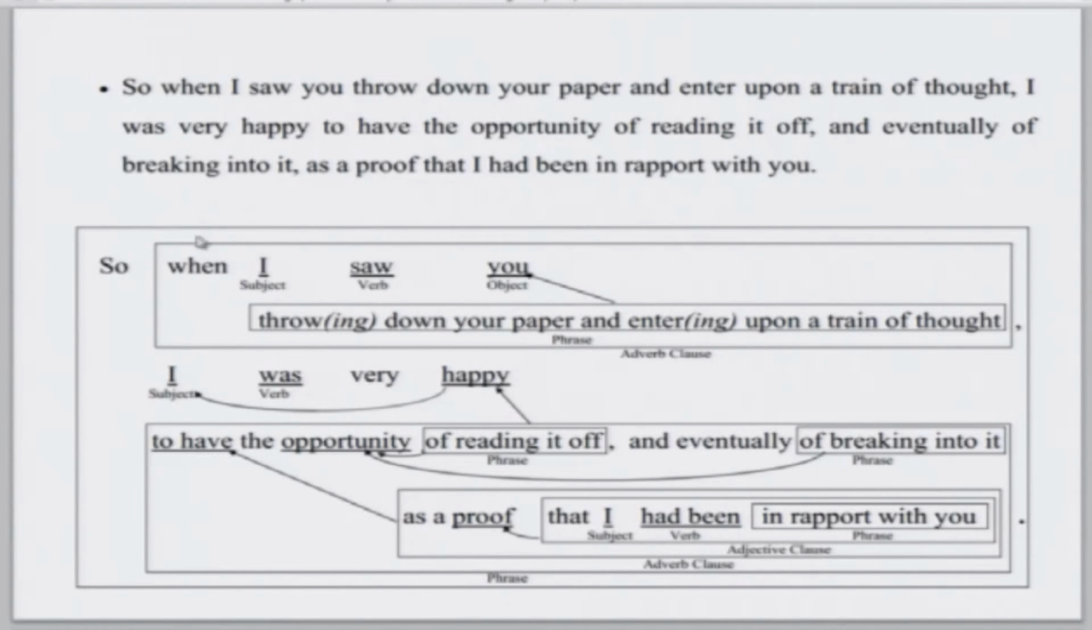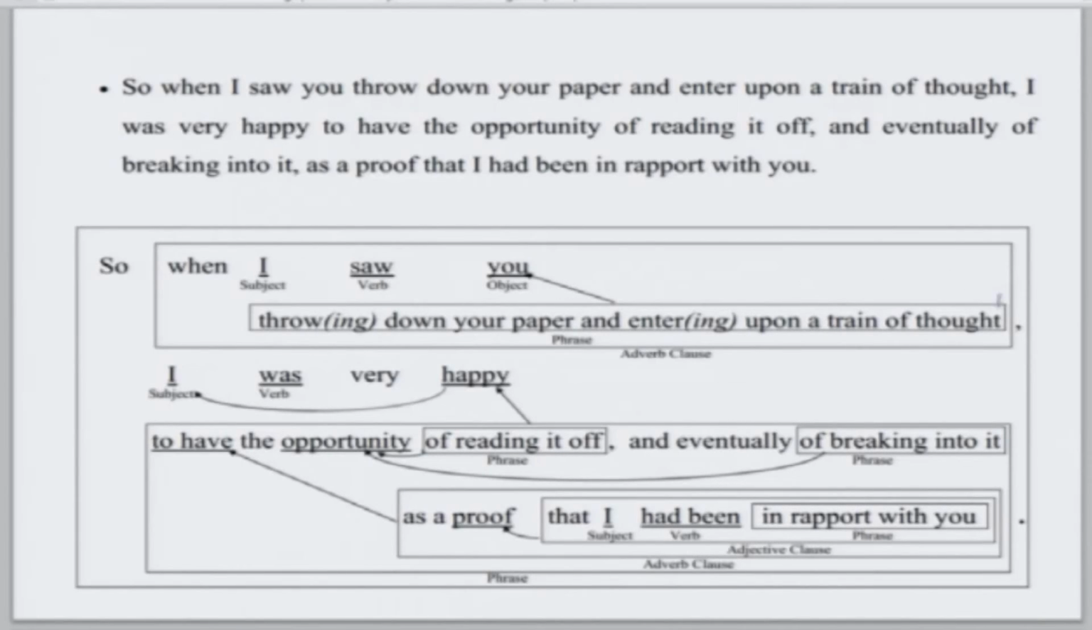Okay. So, at this time when something happened, I was very happy. And what was that time? When I saw you this thing. Okay. And how did I see you? Throwing down your paper and entering upon a train of thought. Okay. Upon a train of thought happens to be a phrase. Okay. So, I saw you in these two ways.